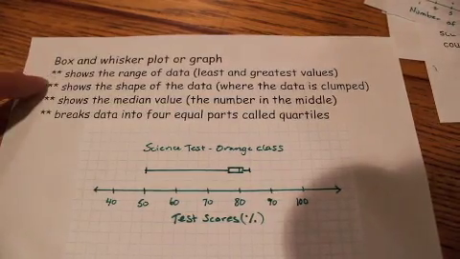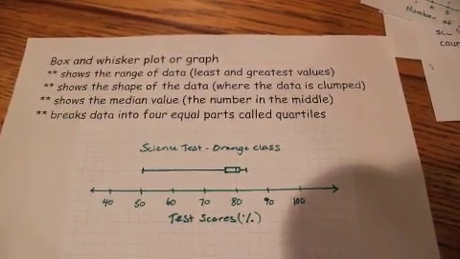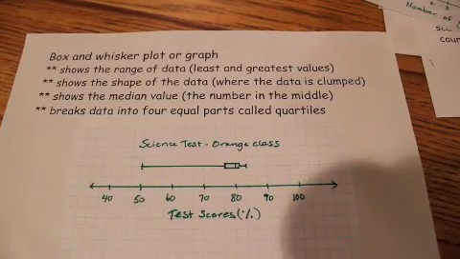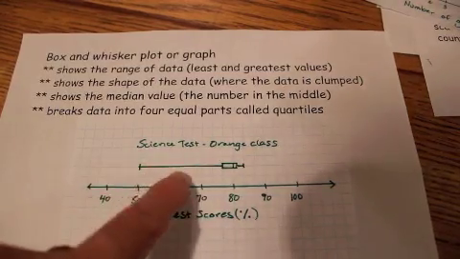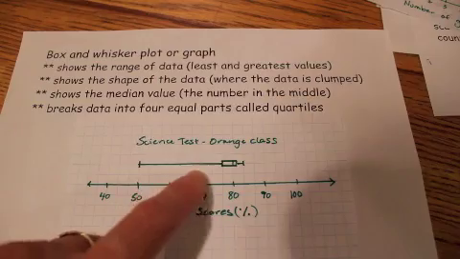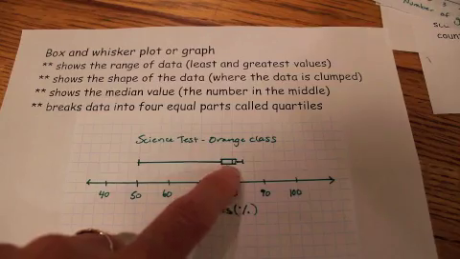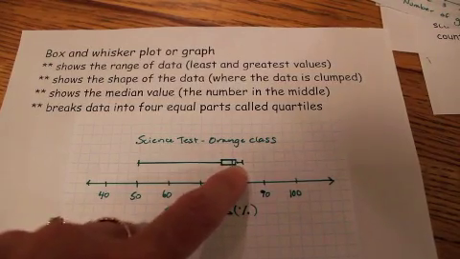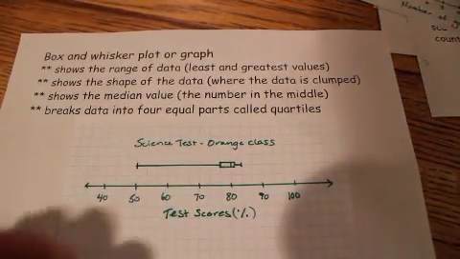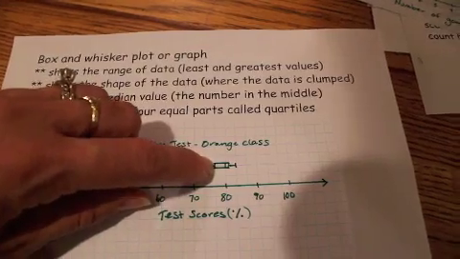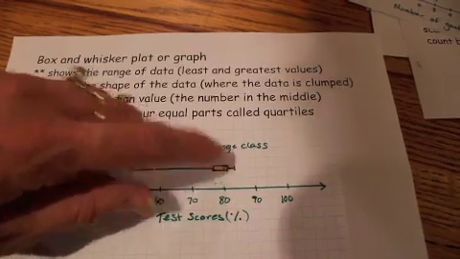It also shows the shape of the data. It looks at where the data is clumped. And the reason it does that is it breaks it into 4 equal sections called quartiles. There's one quartile in this first line. There's one quartile in the first part of the box. There's one quartile in the second part of the box, and one quartile at the end. This means that 75%, or 3 of the 4 groups, are between, looks like, 78 and 84.